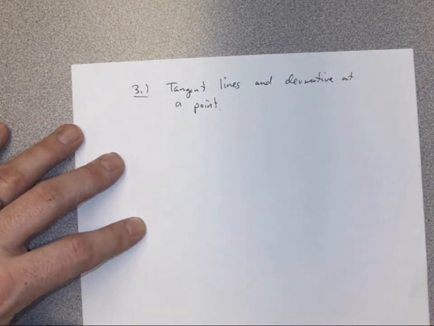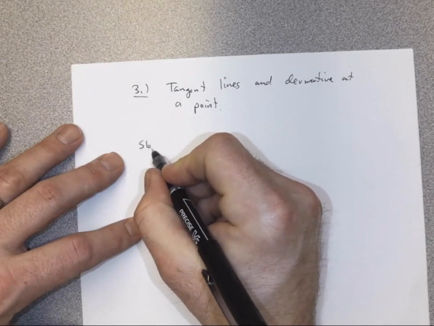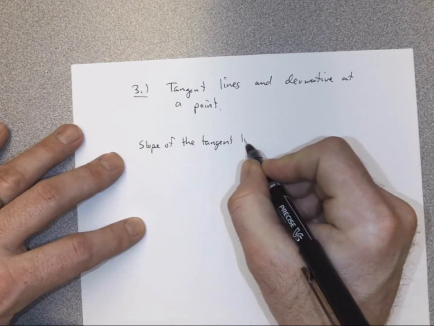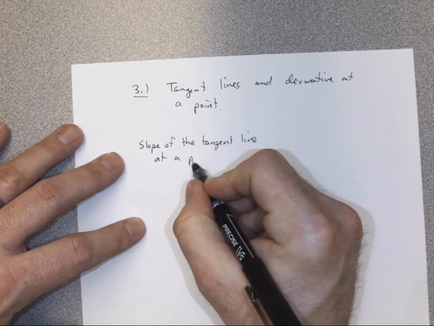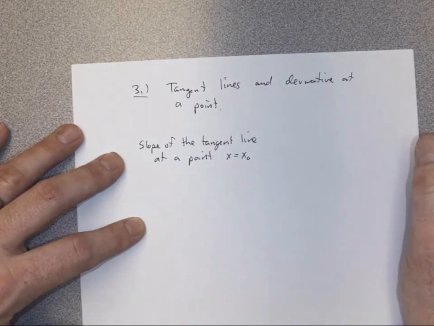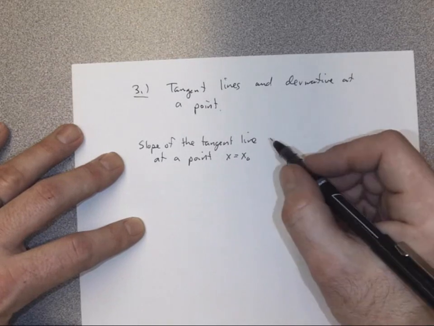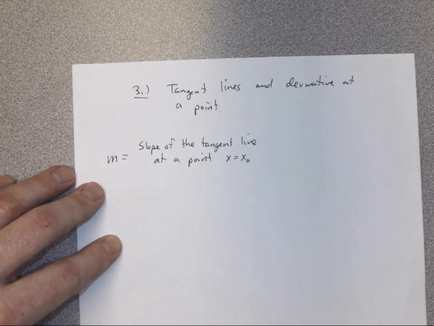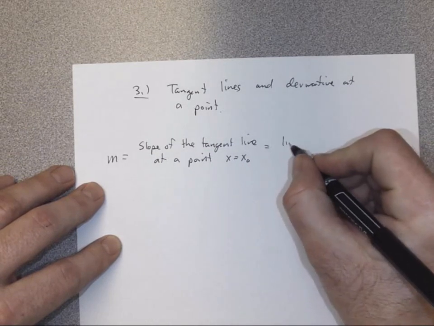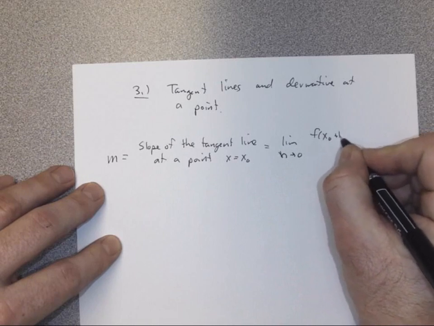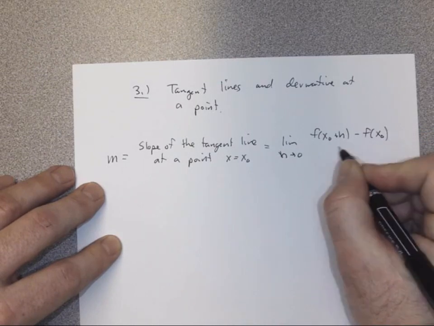So what we know is the slope of the tangent line at a point x equals x naught. The way we write this is, sometimes we just call it m because we're referring to the slope of that tangent line. A lot of times I just write it as m. But really, this is the limit as h goes to 0 of f of x naught plus h minus f of x naught, all divided by h.